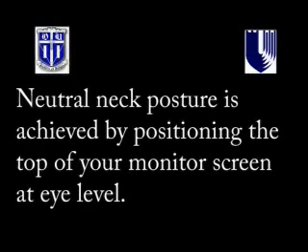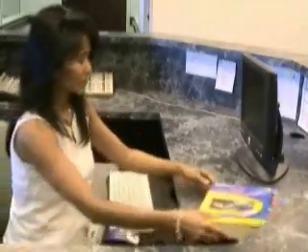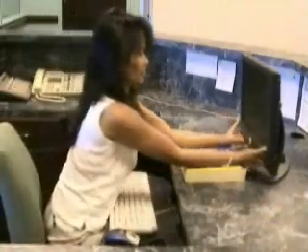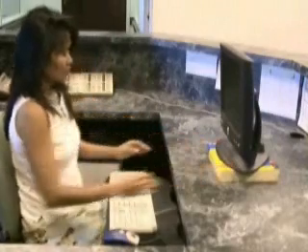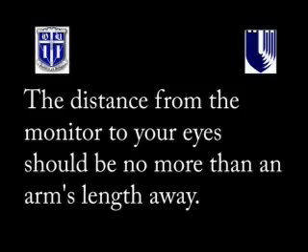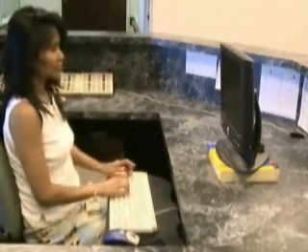Neutral neck posture is achieved by positioning the top of your monitor screen at eye level. You can increase the height of your monitor by adding books or monitor risers underneath your monitor. The distance from the monitor to your eyes should be no more than an arm's length away. This is a proper distance for the monitor.